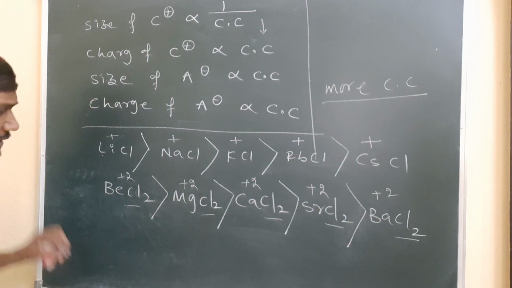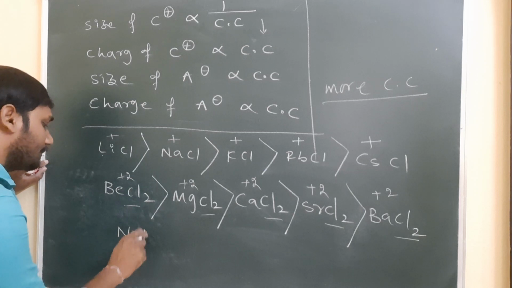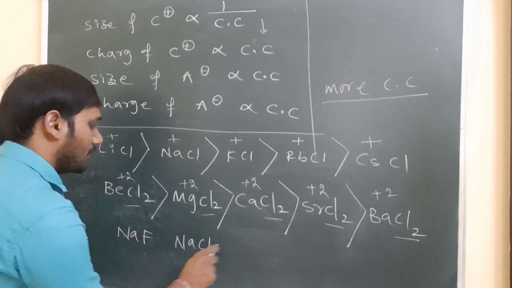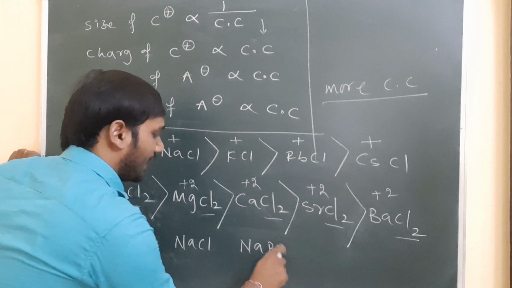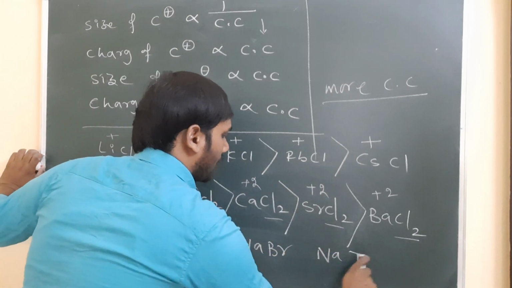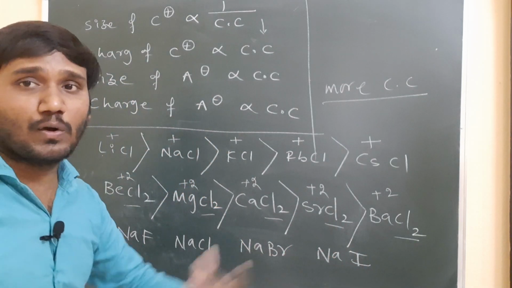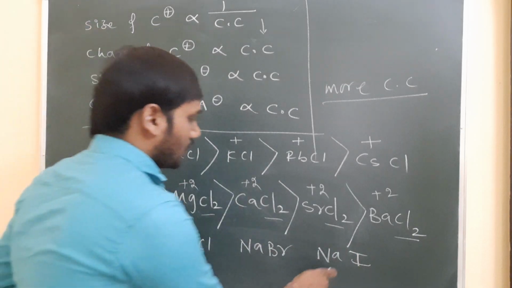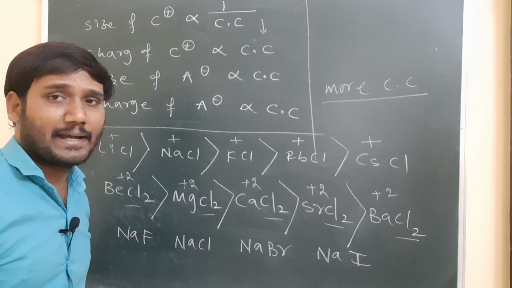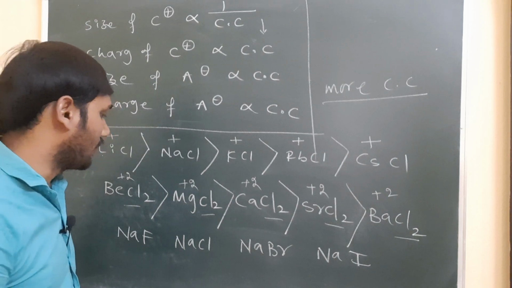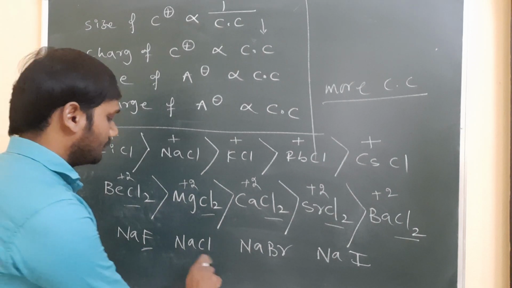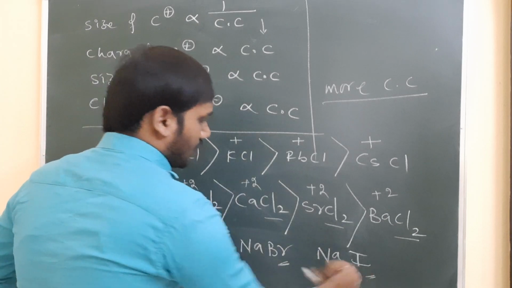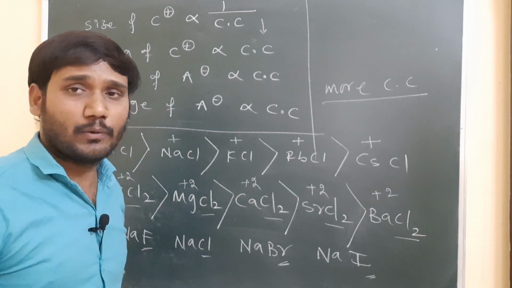And the next one is sodium fluoride, sodium chloride, sodium bromide and sodium iodide. Which of the following has more covalent character? Now the cation is the same, the anion is different. Here also sodium, the cation is the same. Next, the anion is different. What is that anion? Fluorine, chlorine, bromine, iodine. With respect to the anion, we have to explain.